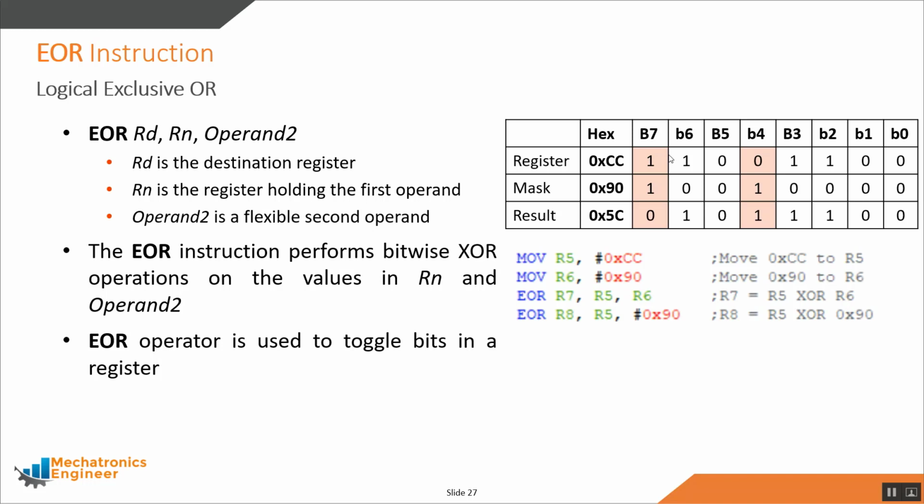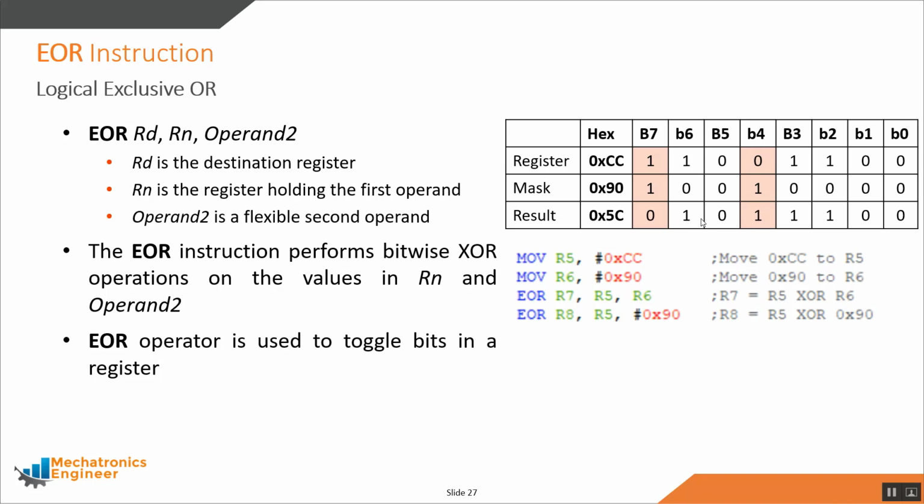Consider the same example. Now we want to toggle bit 7 and bit 4 of the register value. For that, we create a mask such that only those bits will be 1 that we want to toggle and the remaining bits remain 0. So when we take the exclusive OR of these two values, we will get the result. And in the result, you can observe bit 7 has toggled from 1 to 0 and bit 4 has toggled from 0 to 1, while all the remaining bits remain the same.